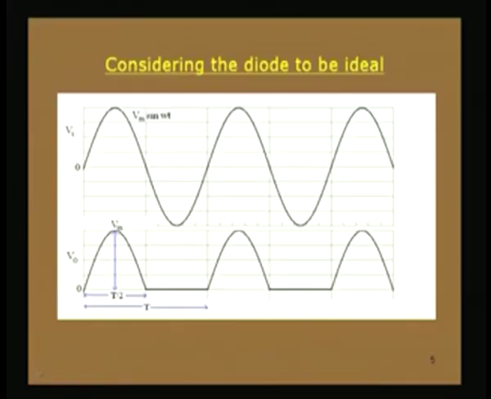That means we are further simplifying the model by ignoring V D naught as well as ignoring the average resistance of the diode R D. Let us first find out from that approximate model what the output voltage V naught will be, assuming the diode to be ideal. For that, let us first consider again the input and output waveforms considering the diode to be ideal. So, that will be as shown here.